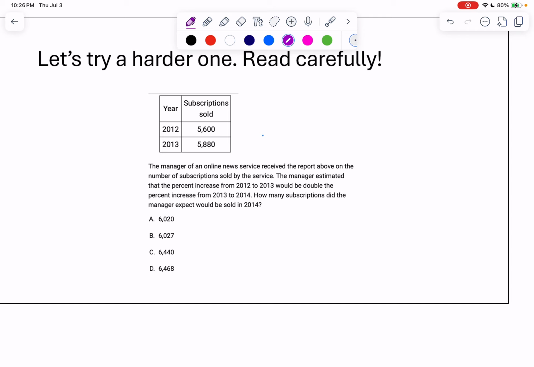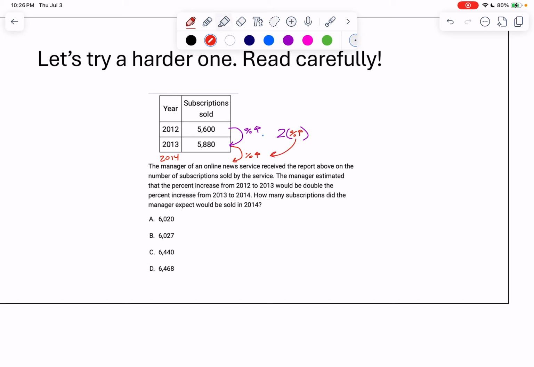from 2012 to 2013, so the percent increase would be double. So that's going to be two times the percent increase from 2013 to 2014. I didn't put that on there. I'm going to put that on there, 2014. So if this is the percent increase from 2014, they're saying that from 2012 to 2013, that'll be two times whatever that percent increase was over there.